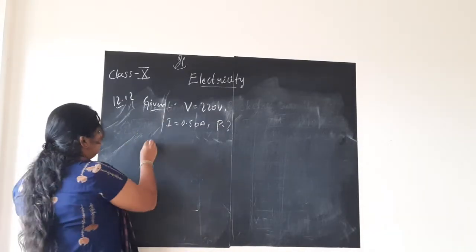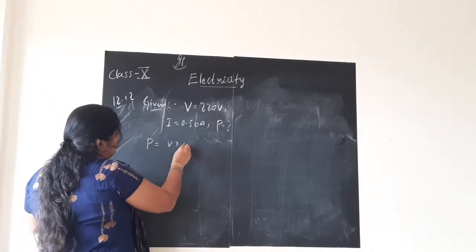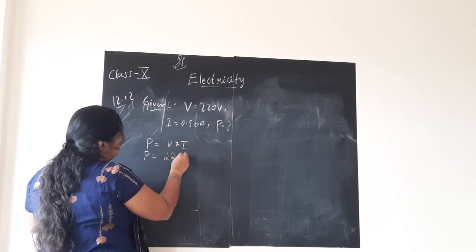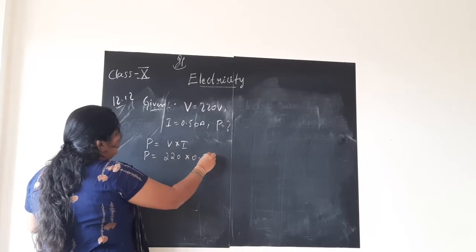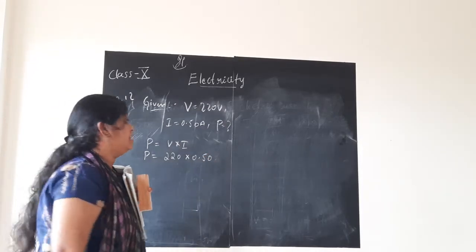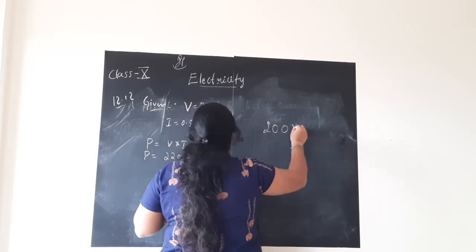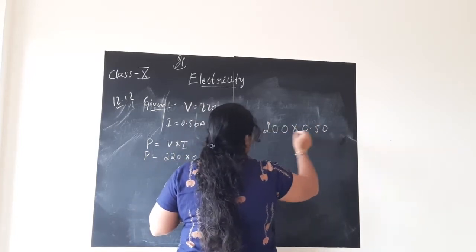Find out the power. Means P is equal to, we know it is the product of voltage and current. So it is 220 into 0.50. Many of you will make a mistake here while multiplying, so I want you to show it separately here so that you do not make a mistake.